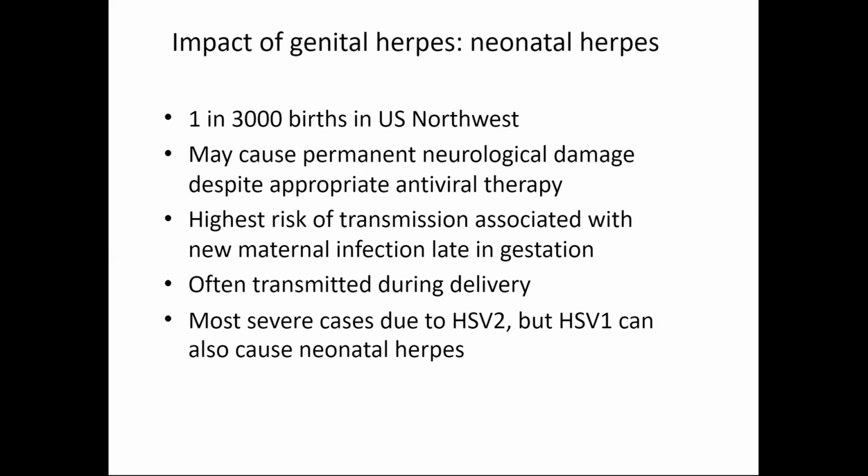One of the major impacts of genital herpes infections is neonatal herpes infections. This occurs in about 1 in 3,000 births, as has been studied in the US Northwest and the Seattle area. This can cause permanent neurological damage to the baby despite appropriate antiviral therapy. The highest risk of transmission is associated with new maternal infection late in the gestation phase, and it's often transmitted during the delivery process. The most severe cases are caused by type 2 herpes, but type 1 can also cause neonatal herpes.